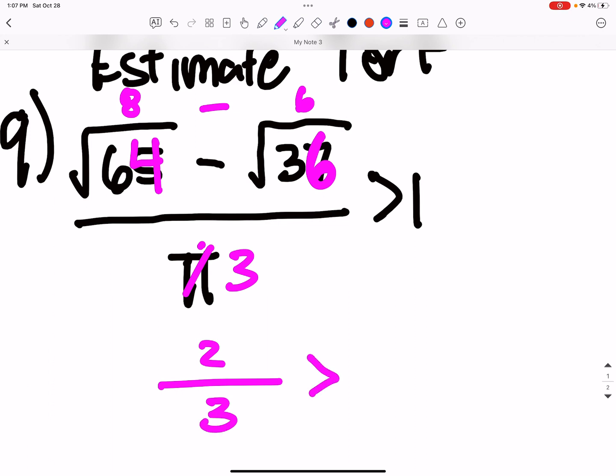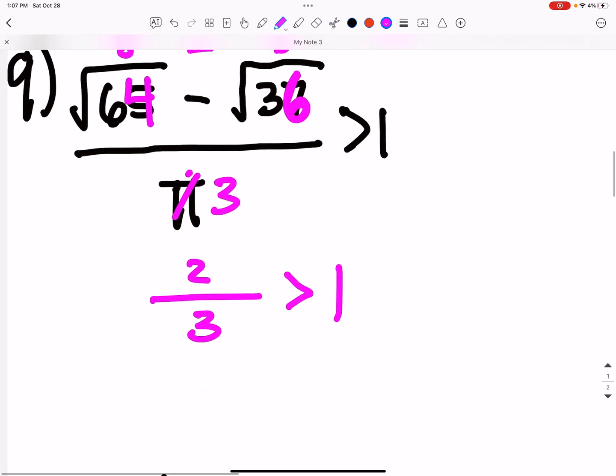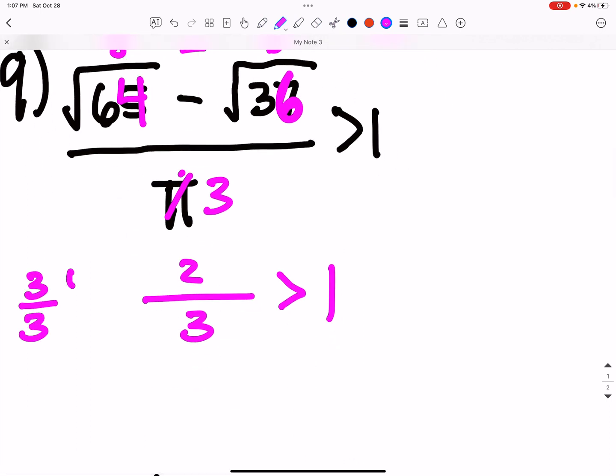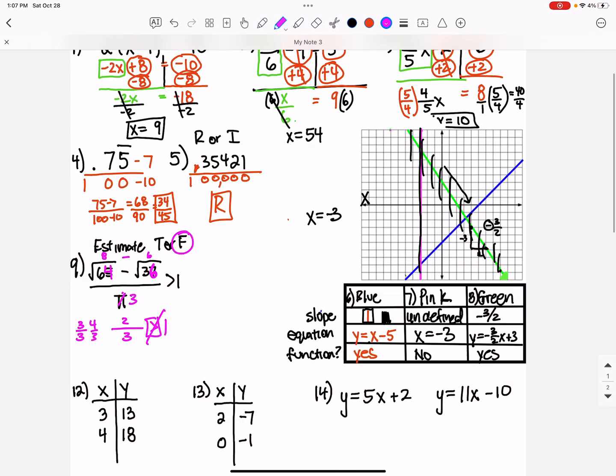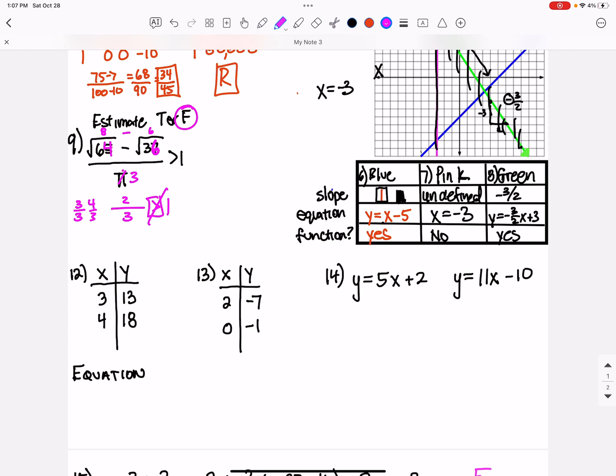So is 2/3 bigger than 1? Nope. False. 3/3 is equal to 1. 4/3 would be bigger than 1. 2/3 is smaller than 1, not bigger. False.